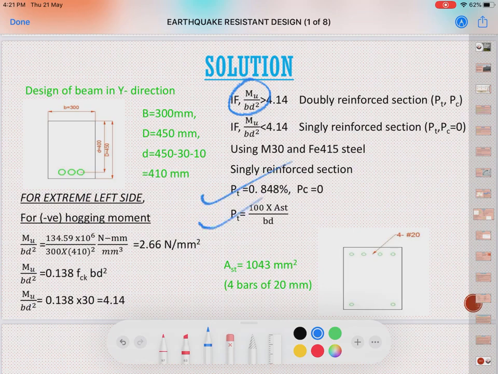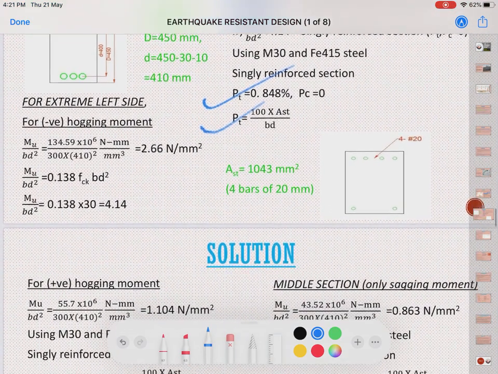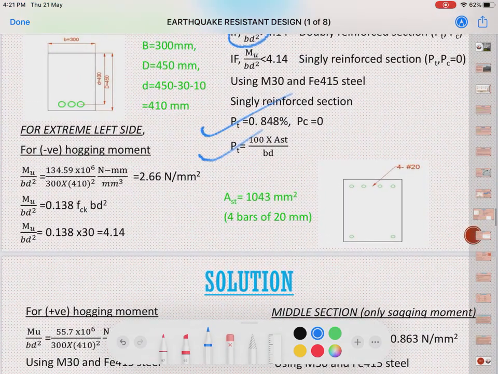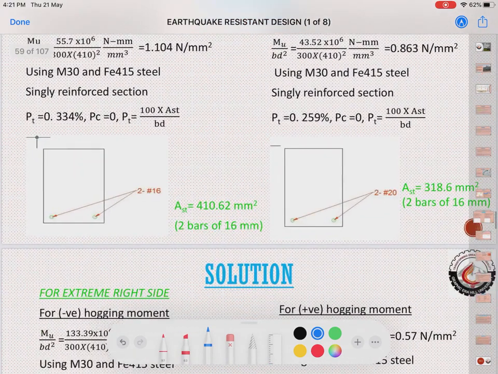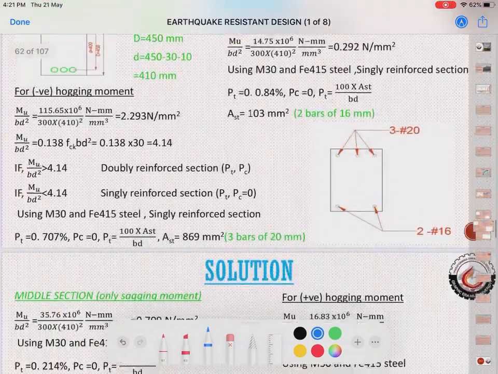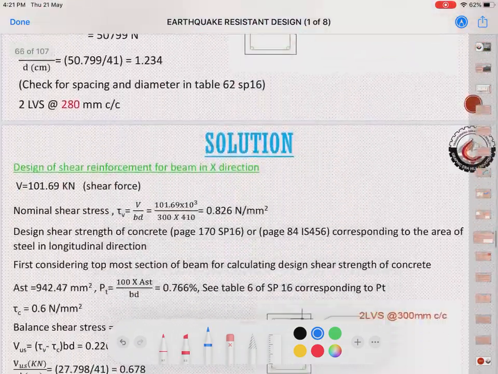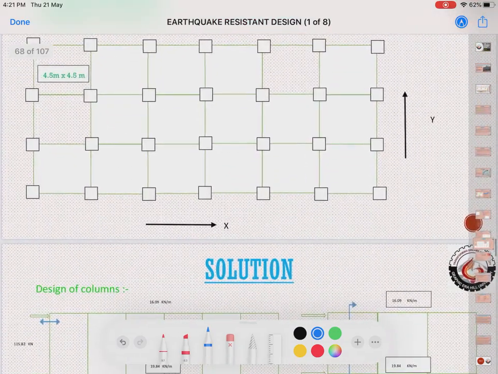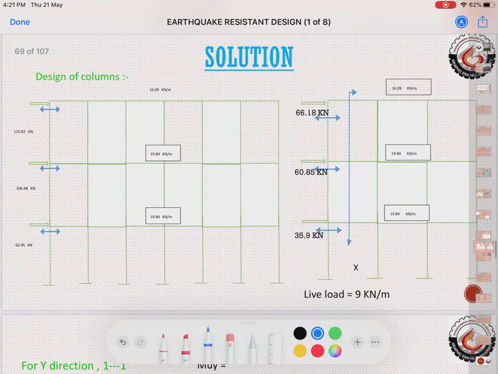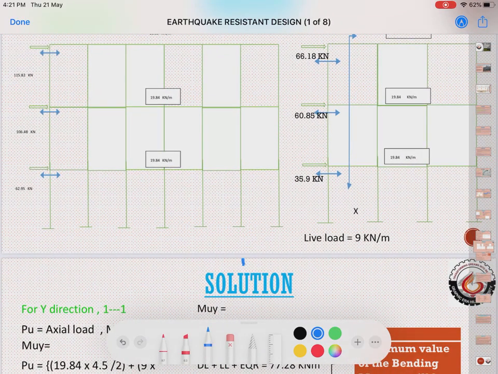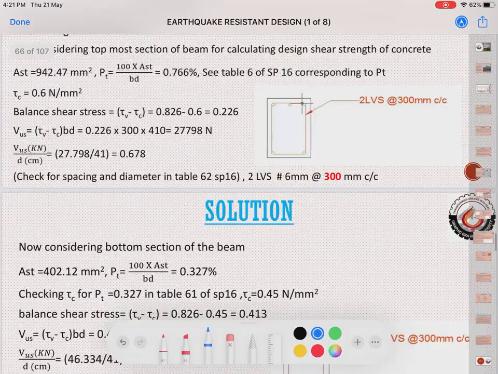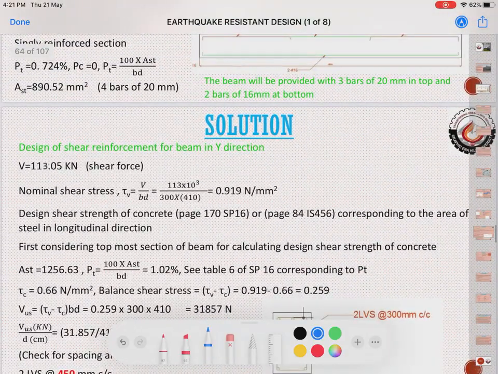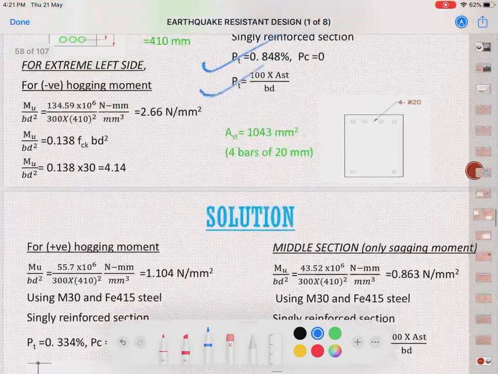And when we know the maximum bending moment, then we calculate Mu by bd square, and from SP 16 we can right away calculate pt, the percentage steel reinforcement. This steel reinforcement will help us calculate the number of steel bars that we need to provide. So this will not be asked in the exam as such. You just have to see this because this requires involvement of StaadPro. We have just incorporated this in these slides just to make you understand.